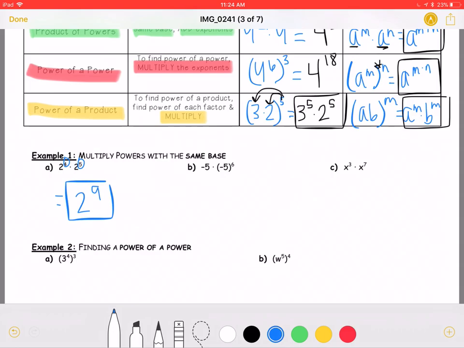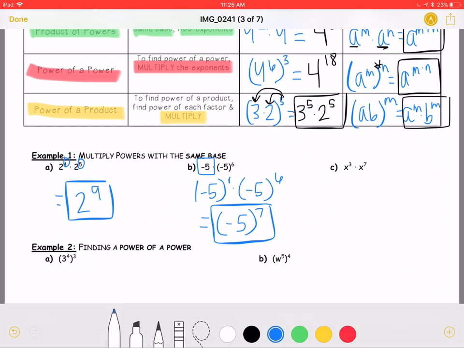Negative 5 times negative 5 to the 6th. Now think, a number that stands alone, it really does have a power. Think about what that power is. It's actually a power of 1, right? It's that number that we don't always have to write, but it's there. So if I have these being multiplied, the base is the same. So I'm going to keep that base, but now I'm going to add my exponents. So 1 plus 6 gives us 7.